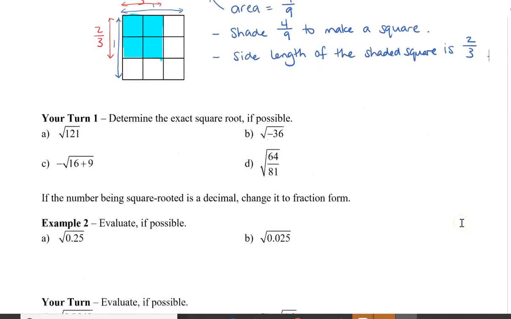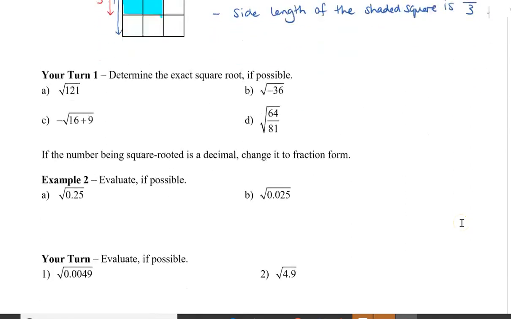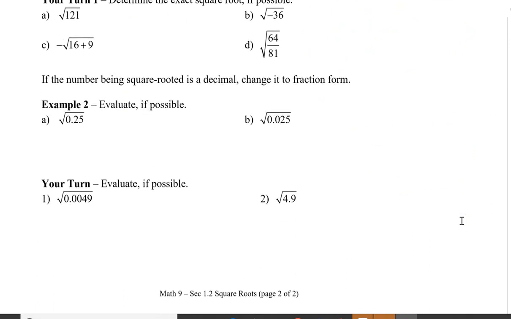Now, what happens if the number that we're trying to square root is a decimal? Well, sometimes people get tricked because they think, for example, oh, it's 5 times 5, so maybe it's 0.5 times 0.5 or whatever. So I recommend that you change it to fraction form, and then evaluate it after.